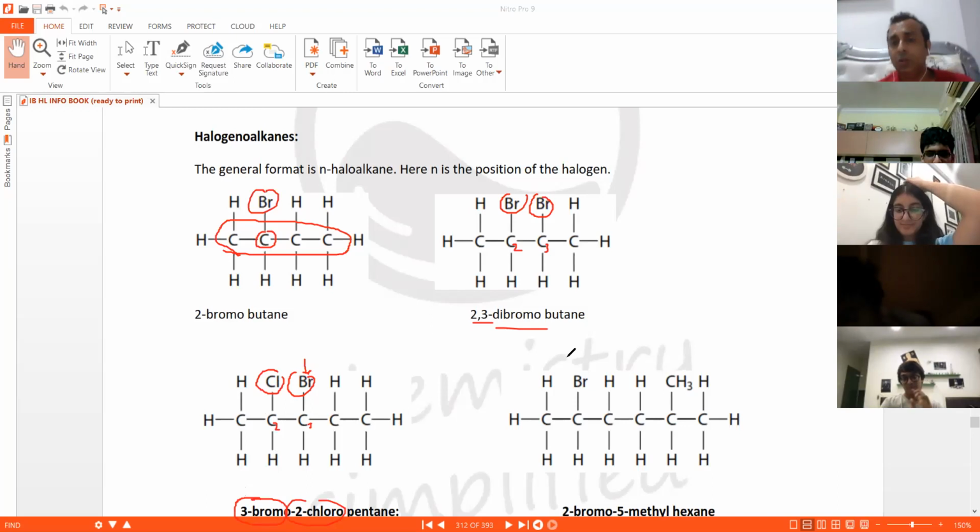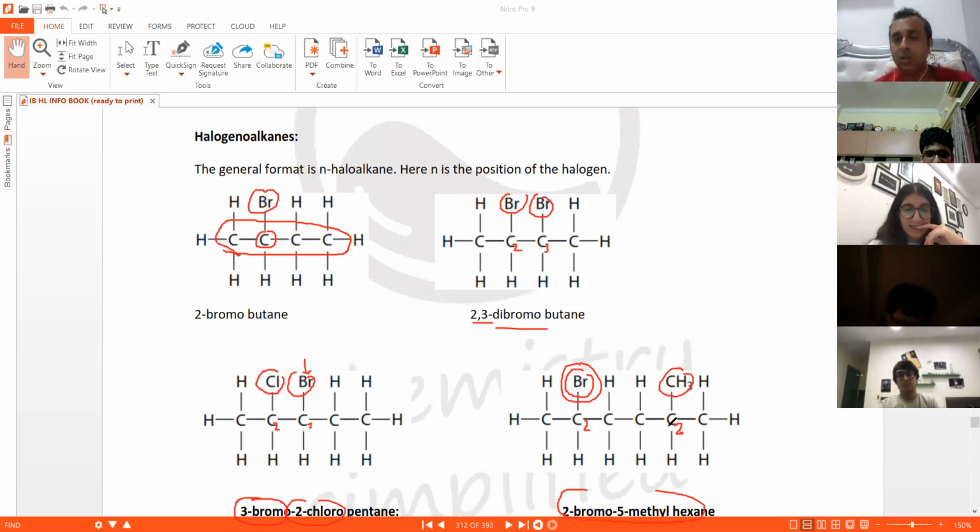But suppose there are two substituents like bromine and methyl, and from either end the number comes out the same, either second methyl or second bromine. So I will give importance to bromine because alphabetically that is prioritized. So it becomes 2-bromo-5-methyl, not 2-methyl-5-bromo, because from both sides it comes as 2. So I will give the priority to the alphabet.